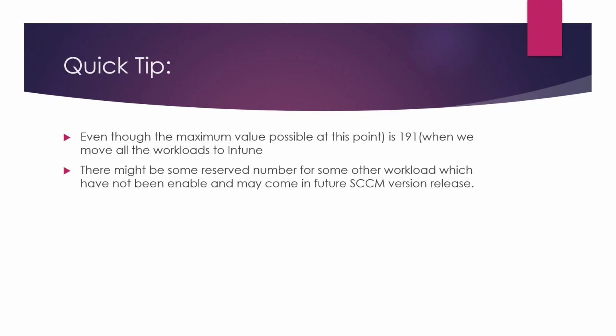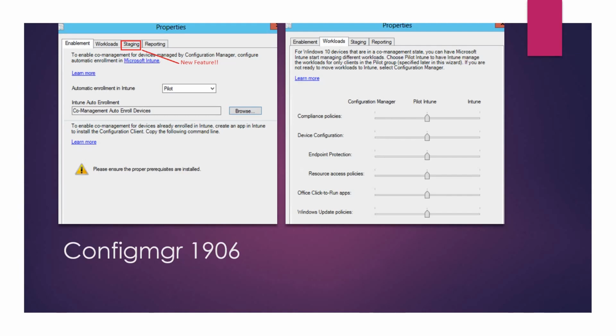So guys, with the advent of Config Manager 1906, there is a new capability that has been introduced into co-management, and that is this Staging tab. This is how the workload looks in SCCM 1906. As you can see, the workloads are still the same. We still have the six workloads, but now there is one more tab over here called Staging.